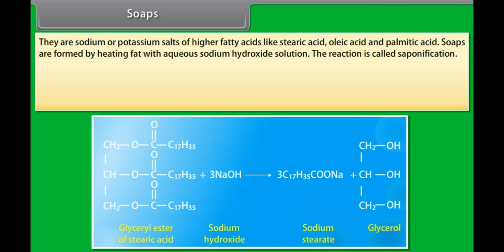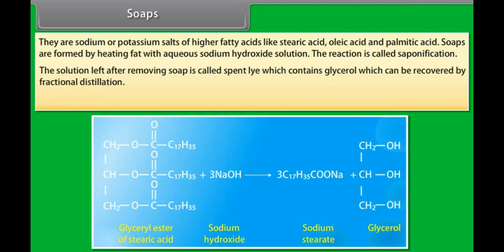Soaps. They are sodium or potassium salts of higher fatty acids like stearic acid, oleic acid, and palmitic acid. Soaps are formed by heating fat with aqueous sodium hydroxide solution. The reaction is called saponification. The solution left after removing soap is called spent lye, which contains glycerol, which can be recovered by fractional distillation.